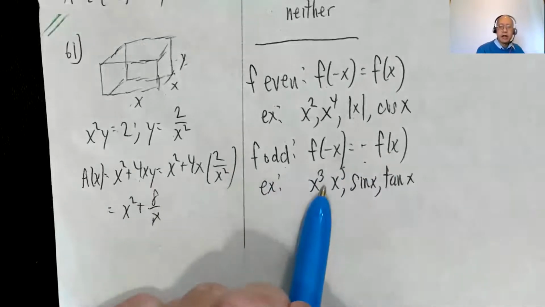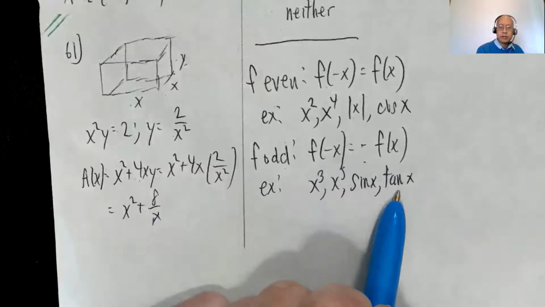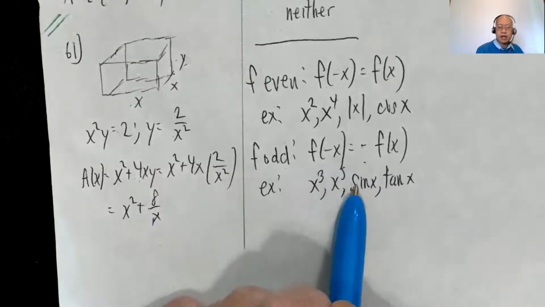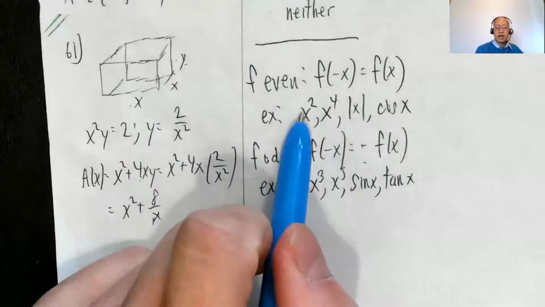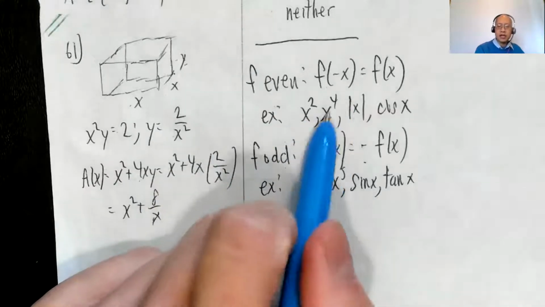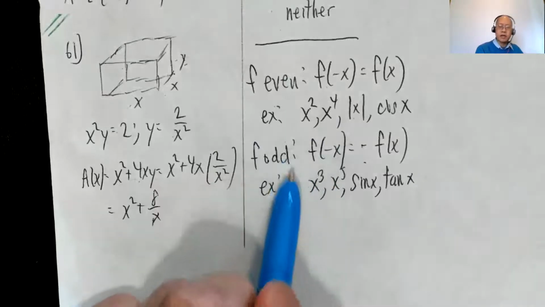Okay, a function is odd if f of negative x gives the opposite of f of x. Examples are x cubed, x to the 5th. Sine x is odd. Tangent of x is also odd. Sine of negative x is the opposite of sine of x. Okay, one reason why it's called even and odd, as you can see by the exponents, x squared, 4th, 6, 8, 10 are even. x to the 3rd, 5, 7, and so on. Those are odd, but those aren't the only odd functions.